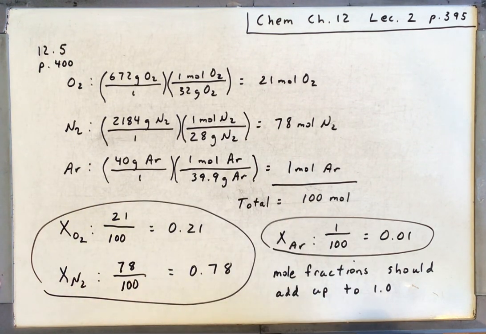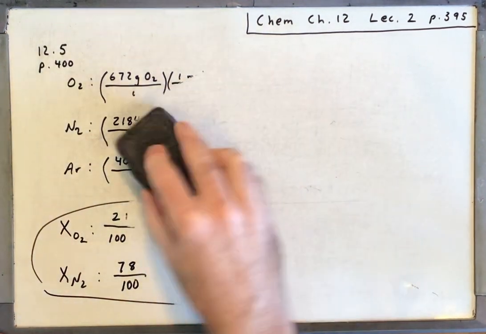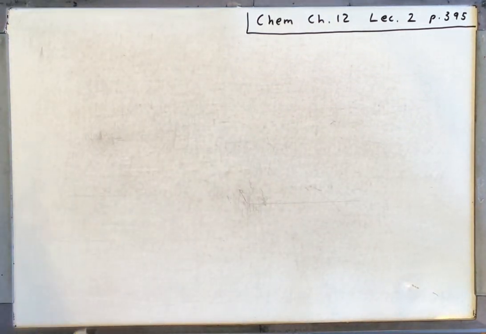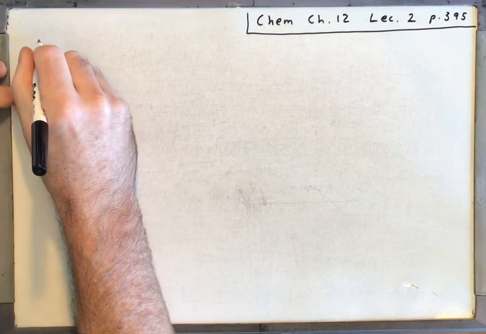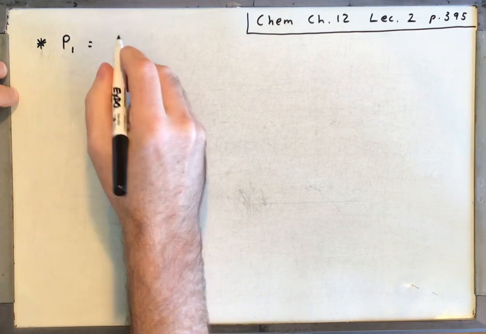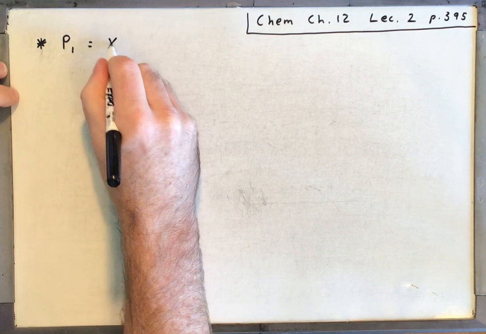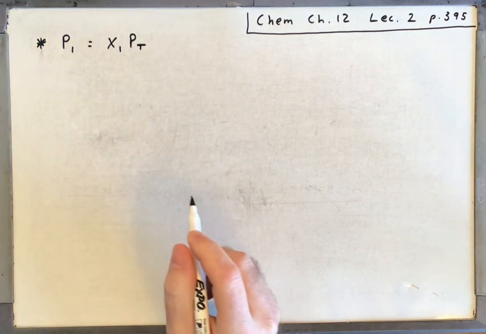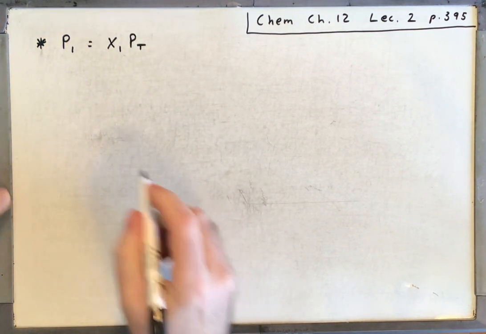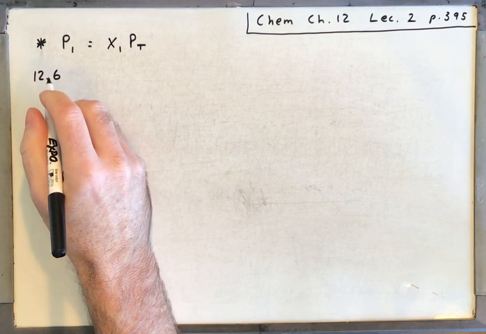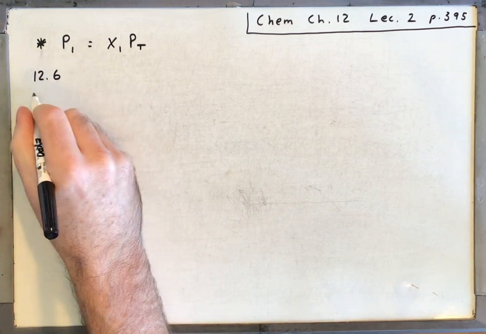All right, so I'm going to erase this, so pause if you need to. All right, so the equation that we're going to use to find the pressure on each individual gas, so let's say it's gas 1, pressure 1. What you do is you take the mole fraction of that gas times the total pressure in the mixture. All right, let's take a look at 12.6, and this is going to be on page 402.